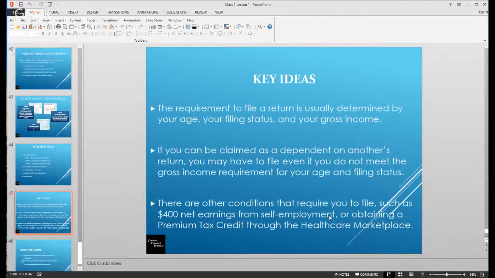So the key ideas for this particular lesson is to understand the requirements to file a tax return, that they're usually determined by your age, your filing status, and your gross income. There are charts with the specific amounts available either at irs.gov or in Publication 17. If you can be claimed as a dependent on another's return, you may have to file even if you do not meet the gross income requirement for your age and filing status. Also, there are other conditions that would require you to file, such as over $400 in net earnings from self-employment or obtaining a premium tax credit through the healthcare marketplace.